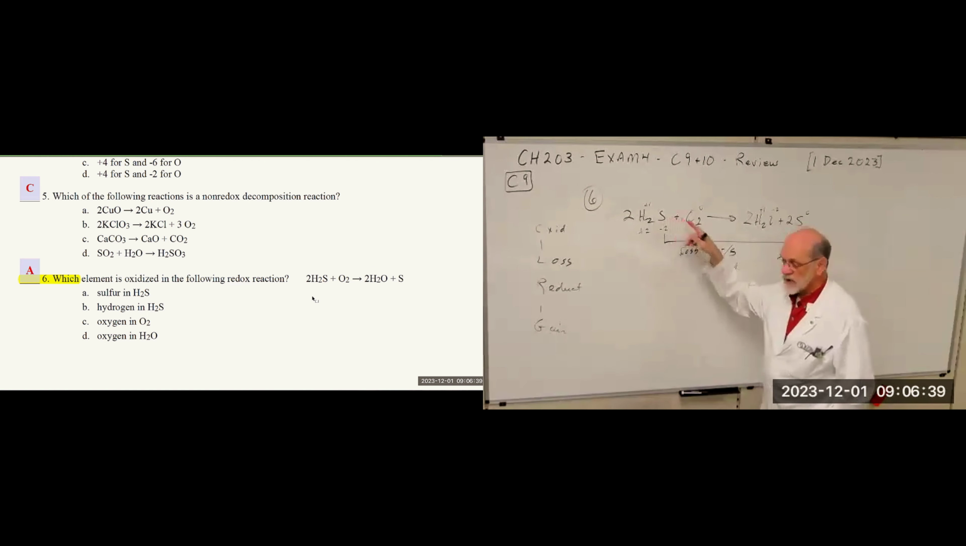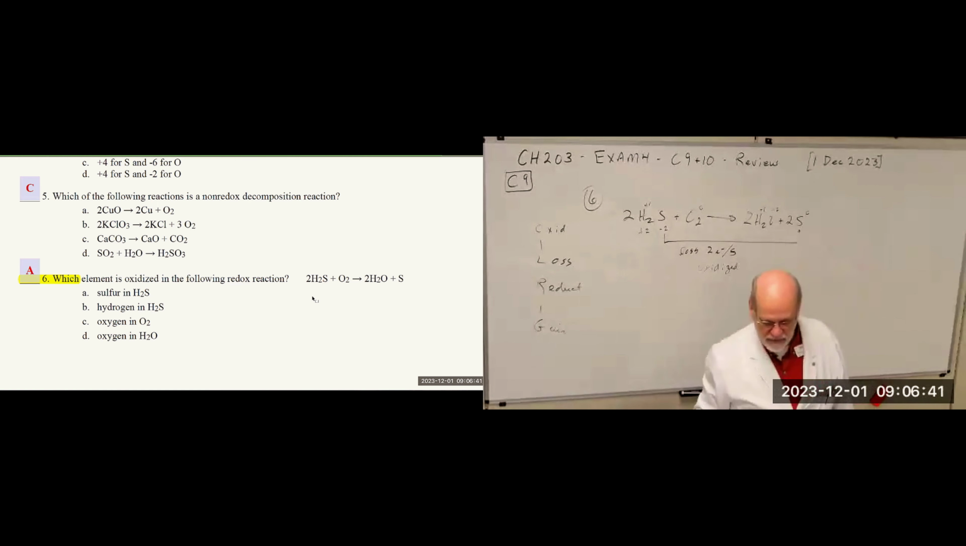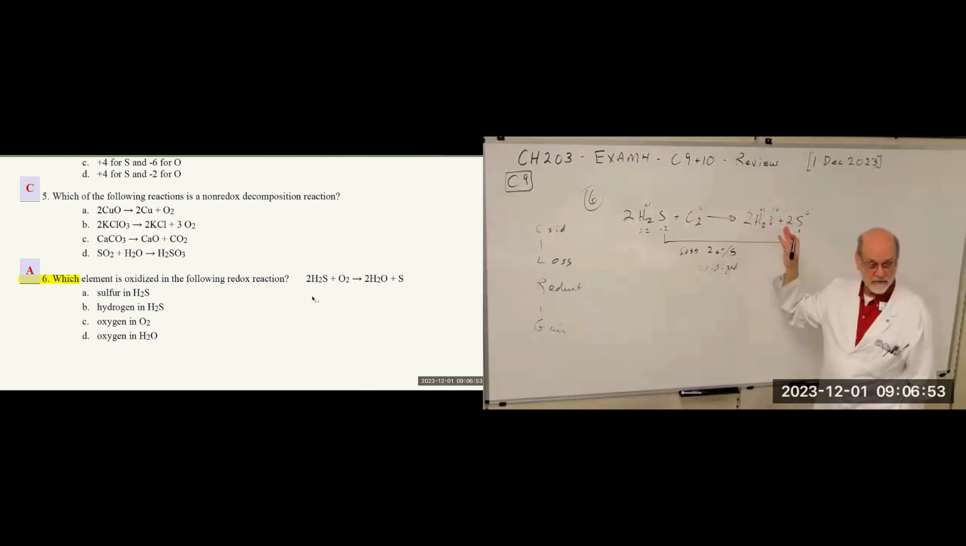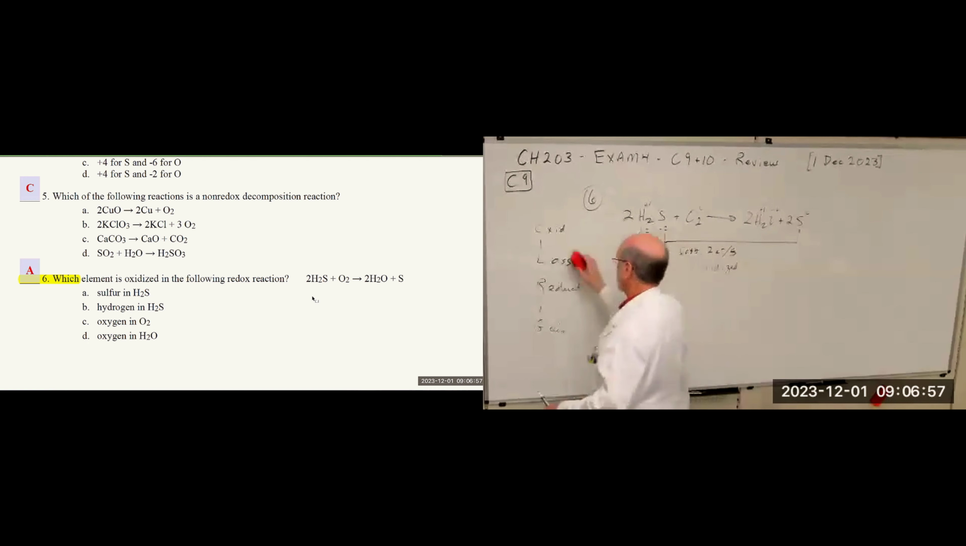So this H2S, the sulfur, is oxidized. Which element in the following is oxidized? The sulfur in H2S is oxidized. That means the oxygen has to be reduced. It goes from a 0 to a -2, so it gains 2 electrons per oxygen. All right.